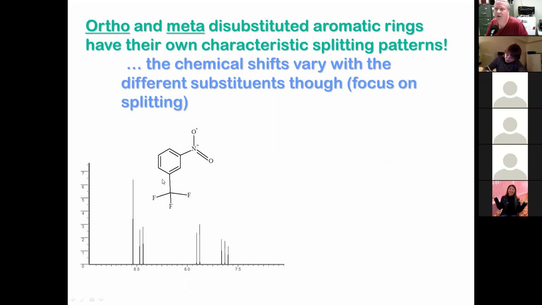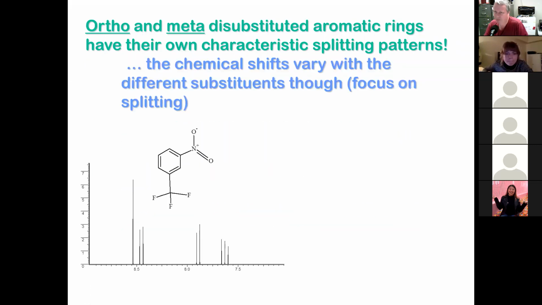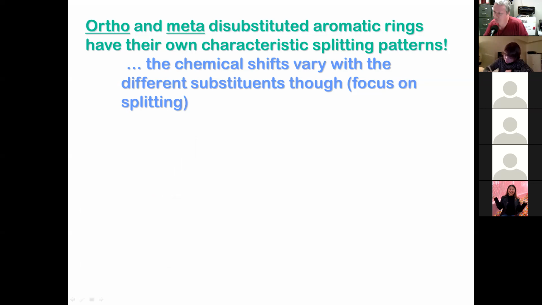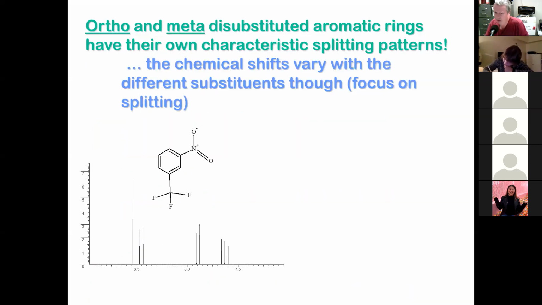So now we know how to identify para. Let's go back. Para is a pair of doublets. Now we know meta. Meta is a singlet, two doublets, and a triplet. Somebody asked, would there ever be peaks in between the para? Probably not. If it's an aromatic and you just have two things on it, there's nothing going to be in between. You've got one peak, you've got the other peak. That's it. Okay, we got meta.